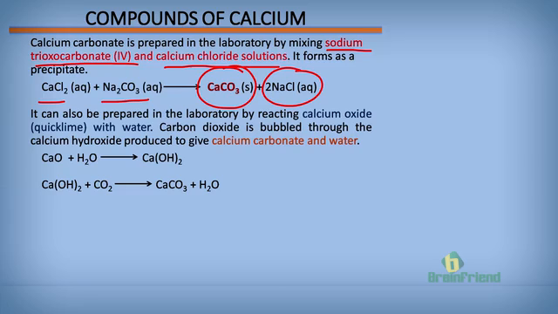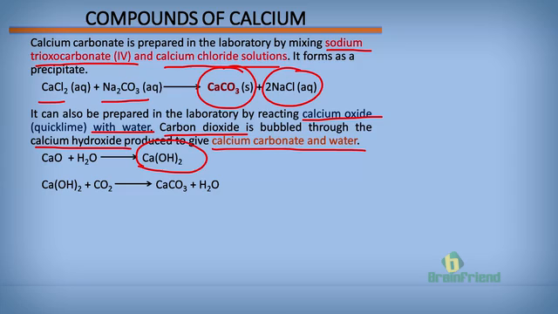Another way we can prepare calcium carbonate in the laboratory is by reacting calcium oxide, which is quicklime, with water. Okay? When we do that, calcium hydroxide is going to form. Now, when calcium hydroxide is formed, carbon dioxide is bubbled through that calcium hydroxide produced to now give us calcium carbonate and water.